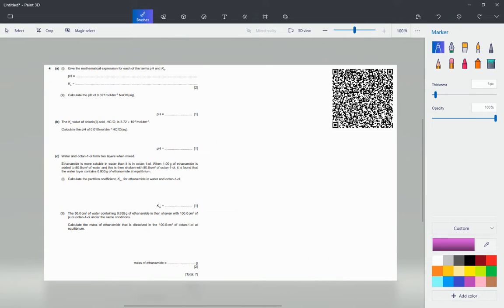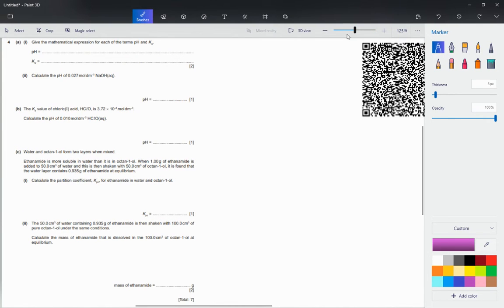I'll be going through a question from the Cambridge University Press International A-Level. The subject is chemistry, and I'll be going through an A-Level question that was originally printed and published in November 2020. Hopefully you'll be able to see the screen. You can see the annotations that I'm doing on the screen as well.